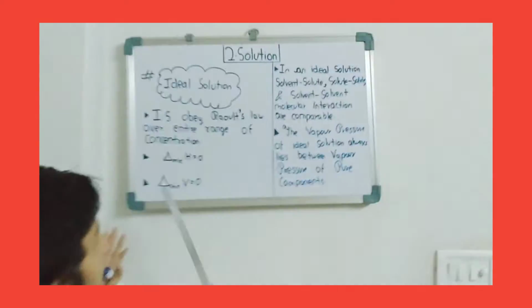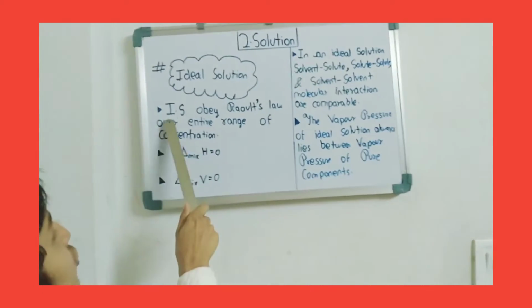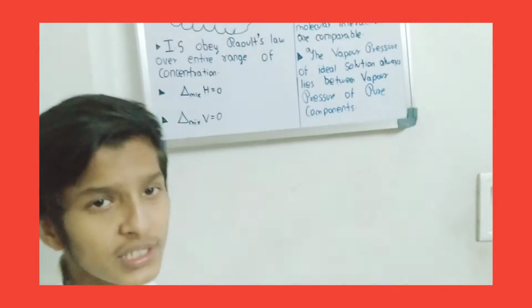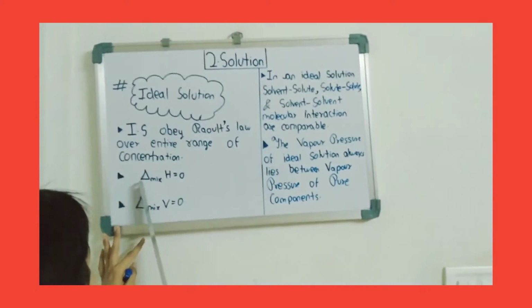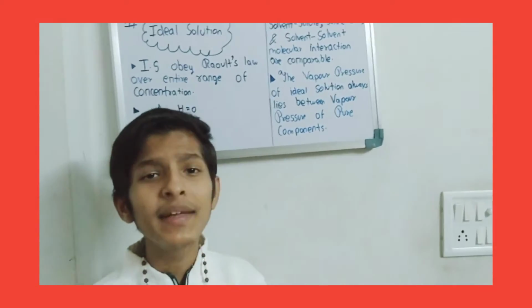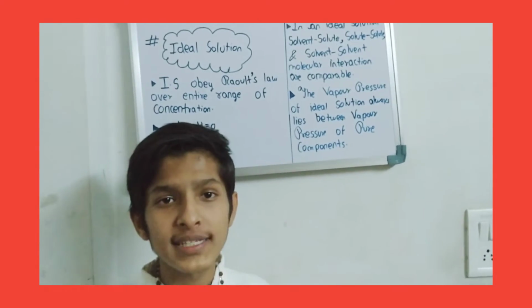So let's look at the properties of the ideal solution. The first property is the same that I have told you: an ideal solution obeys Raoult's law over the entire range of concentration. Now the second property is delta H mix is equal to 0. What does it mean? It means that no heat is evolved or gained when two ideal solutions are mixed. So the change in energy is 0.